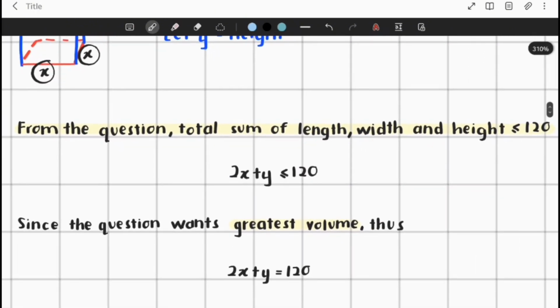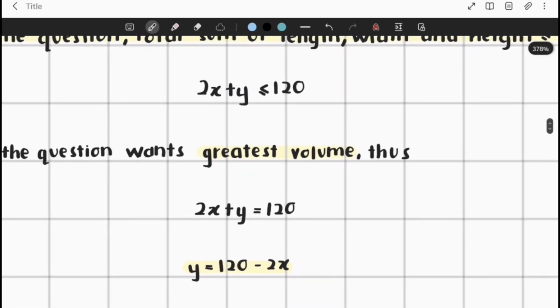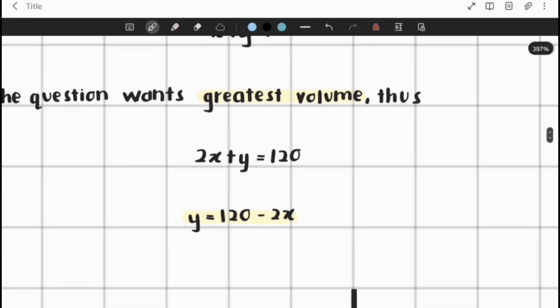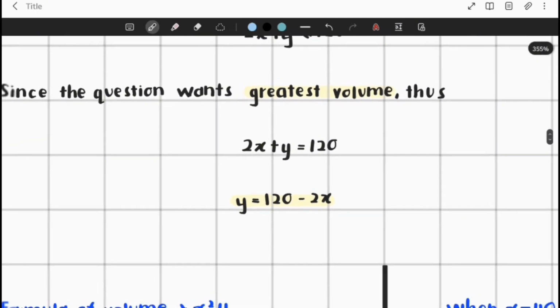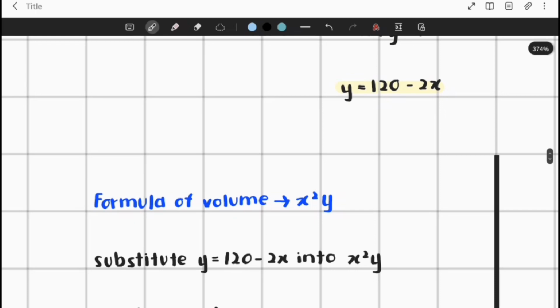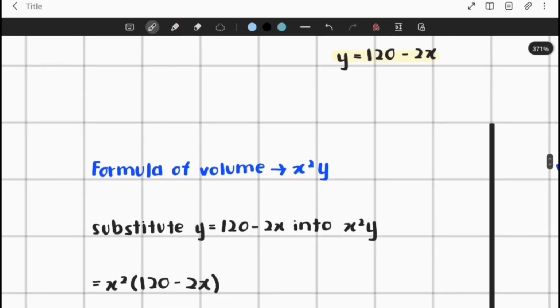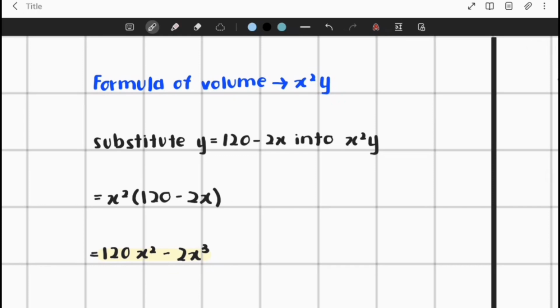Because the question wants the greatest volume, does 2x plus y equal to 120? Because we know that 120 can make our answer become greatest volume. So I let y as the subject, and it became y equal to 120 minus 2x. Next, the formula of volume is equal to x squared y, and we already know the value of y in terms of x. So we substitute that into the formula of volume, and we get 120x squared minus 2x cubed.